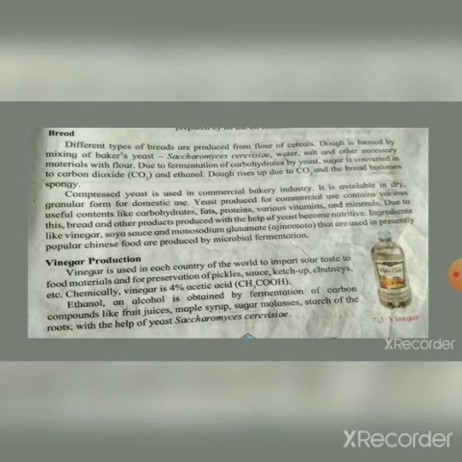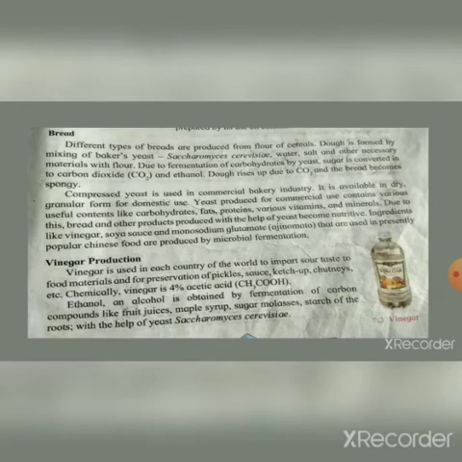Ingredients like vinegar, soya sauce, monosodium glutamate, Ajinomoto, that are used in the presently popular Chinese food are produced by microbial fermentation. Vinegar production. Vinegar is used in each country of the world to impart a sour taste to food material and for preservation of pickles, sauce, ketchup, chutneys, etc. Chemically, vinegar is 4% acetic acid, CH3COOH.